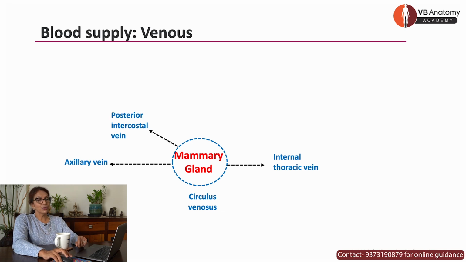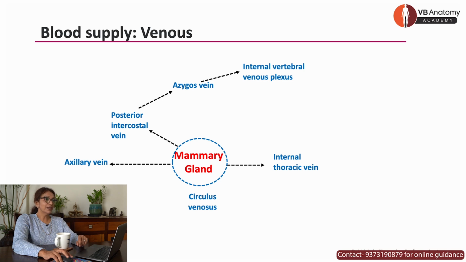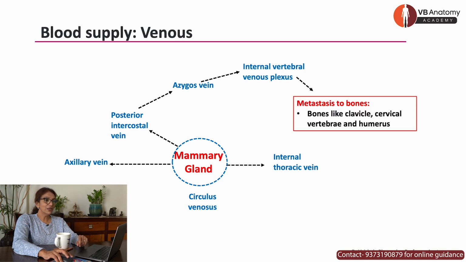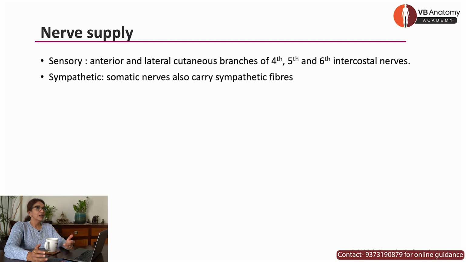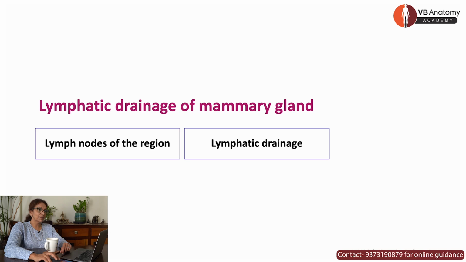But some of it goes to the posterior intercostal vein, to the esophagus, to the internal venous plexus, and through that to various bones of the body: clavicle, cervical vertebrae, humerus, everywhere. And this is the explanation for retrograde metastatic spread of cancer to bones. So this pathway must be known. Nerve supply is by the 4th, 5th, 6th intercostals along with the related sympathetic supply.